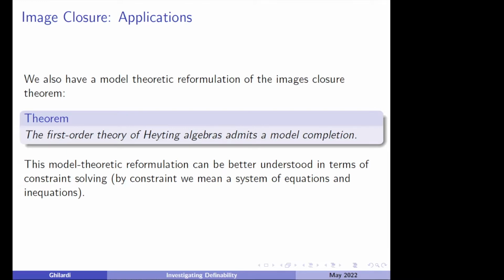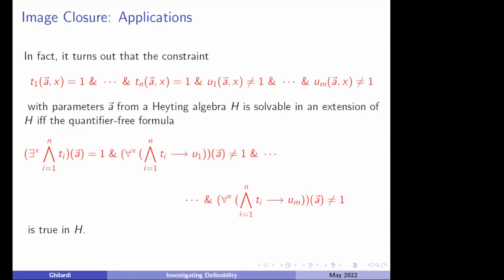And what model completion means, I can show you the meaning of this. Suppose that you have a constraint, which is a conjunction of equations and inequations, but with parameters from a Heyting algebra. And you want to check whether it is possible to expand your algebra in such a way that this becomes true. So you add more elements, and you can see that it can happen. The same problem, if you formulate it for description logics, has an important meaning from an application point of view: you have, say, a database or ontology and you want to expand it in a conservative way.